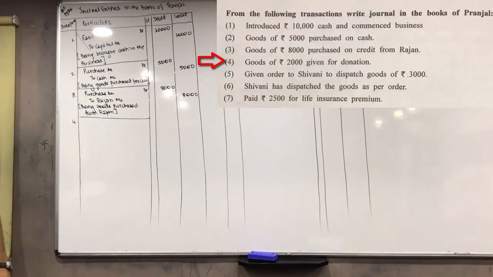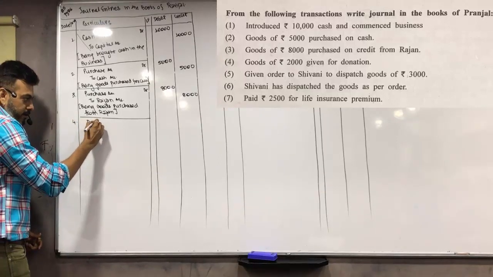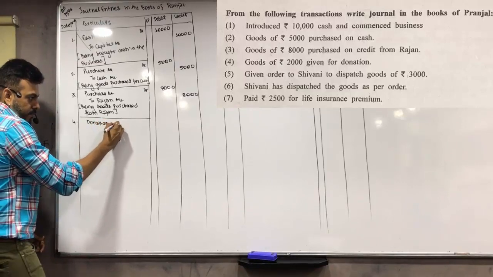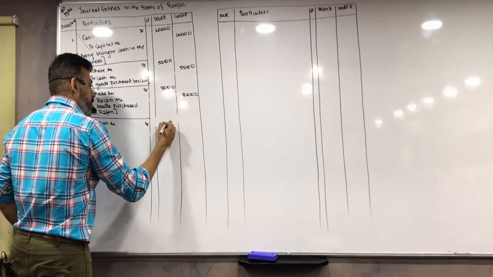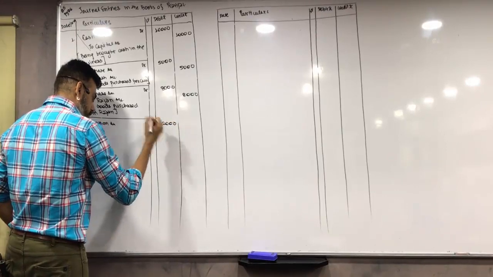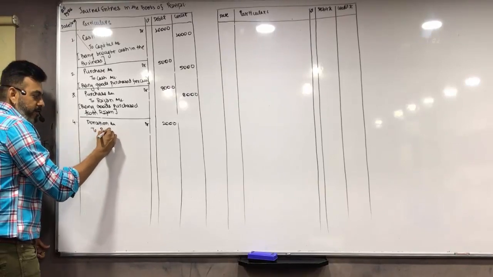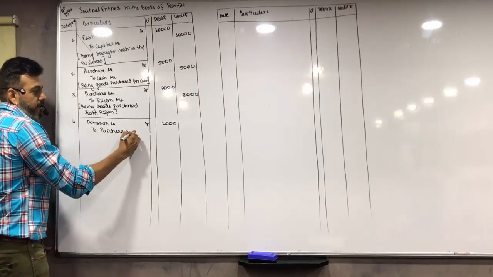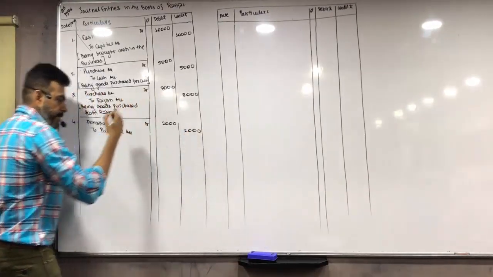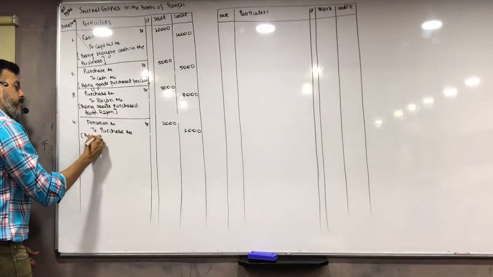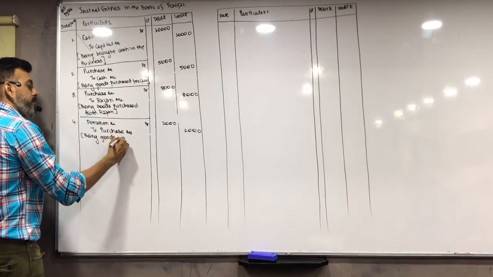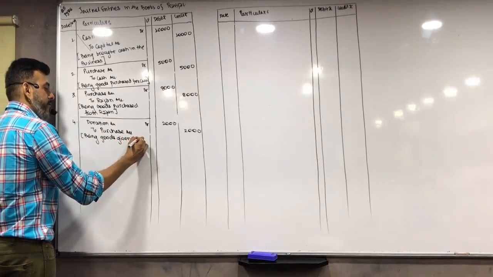Next one, goods of 2,000 given for donation. Fourth one, now donation account debit. Now goods what you are giving, you are giving from your purchases. What all you had purchased, so you will credit purchase account, to purchase account 2,000. Being goods given for donation.